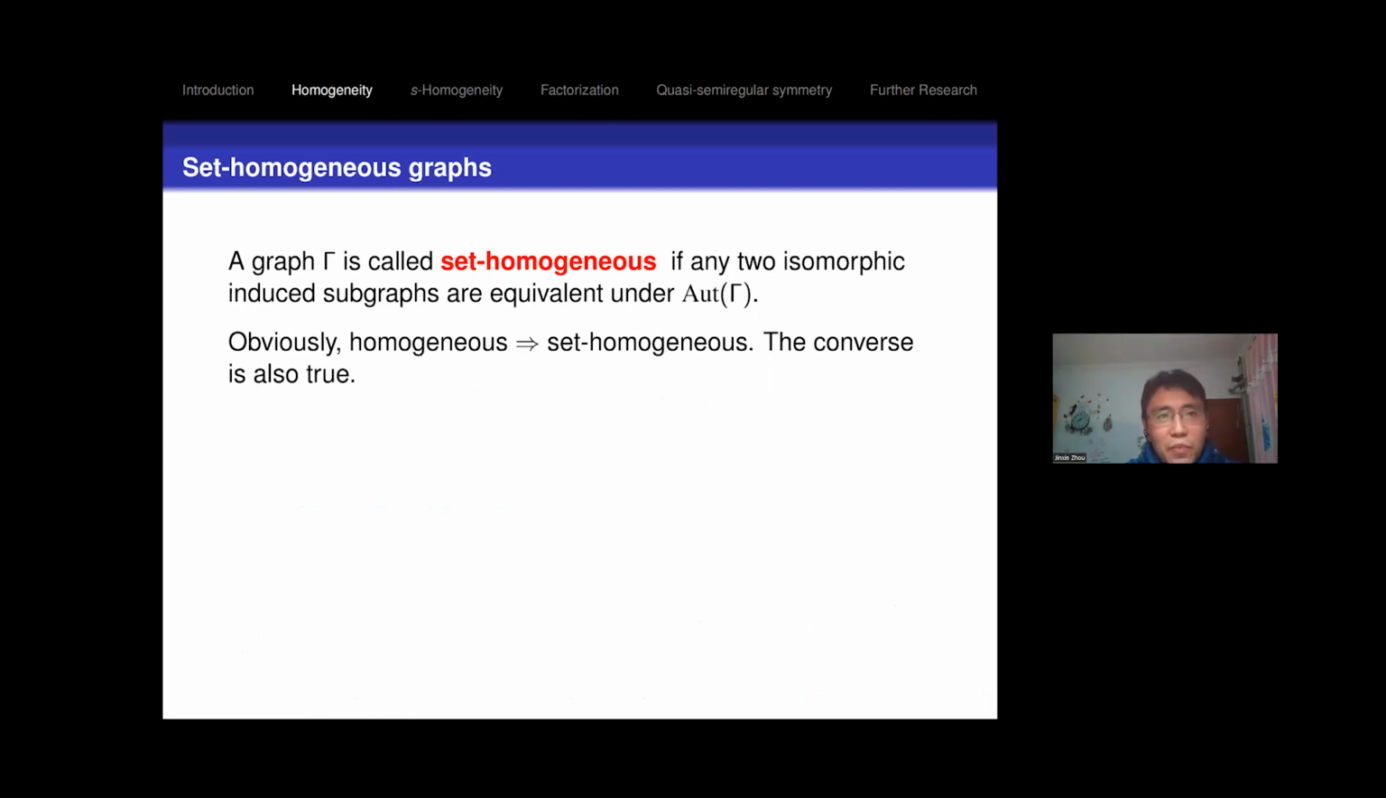The next symmetric condition is the so-called set homogeneous. A graph Γ is called set homogeneous if any two isomorphic induced subgraphs are equivalent under Aut(Γ). Here, by equivalent we mean that for any two isomorphic induced subgraphs, there exists at least one automorphism of Γ that sends one graph to the other subgraph.